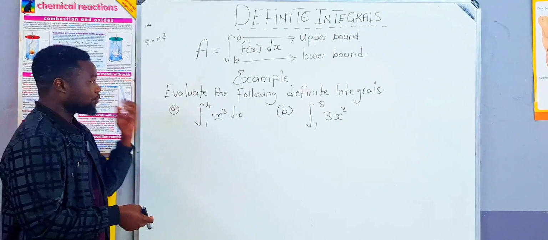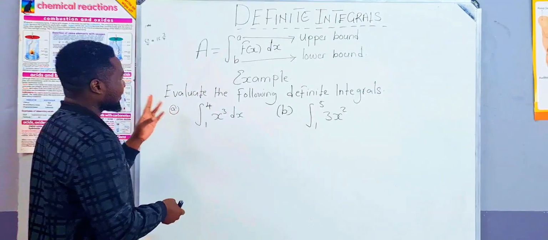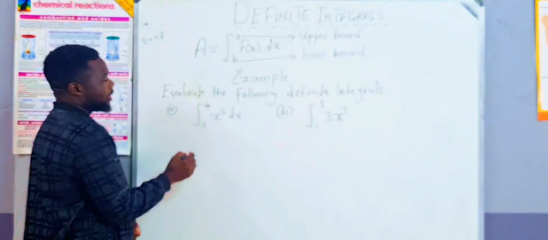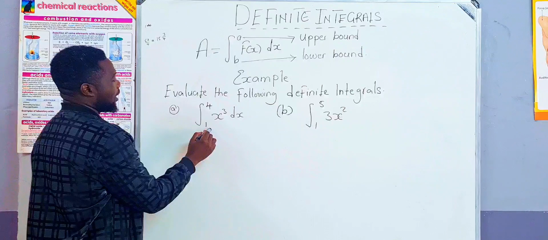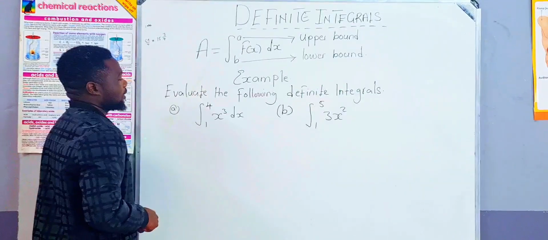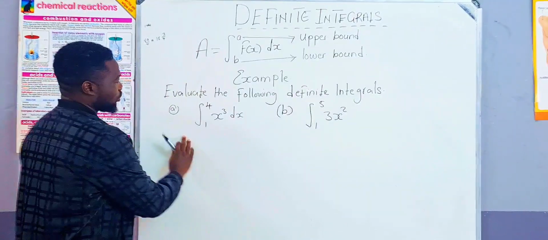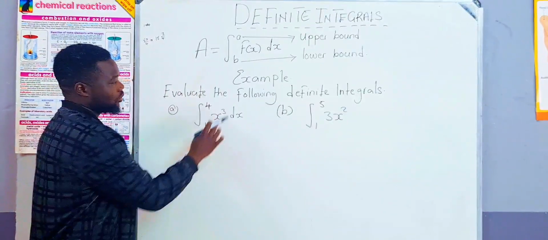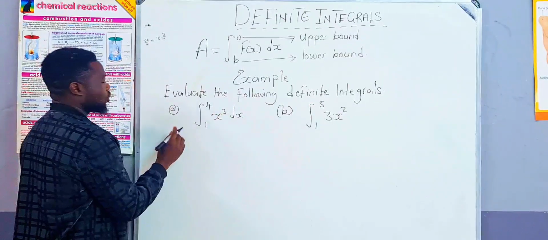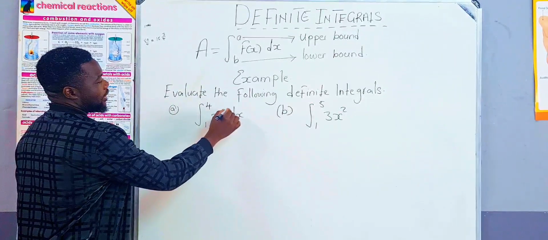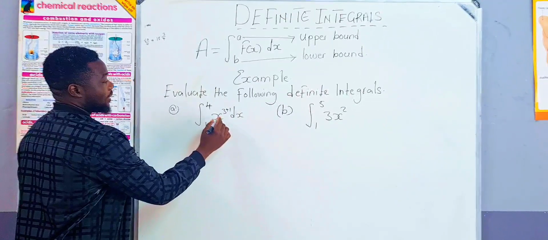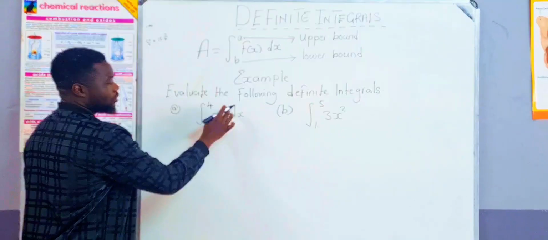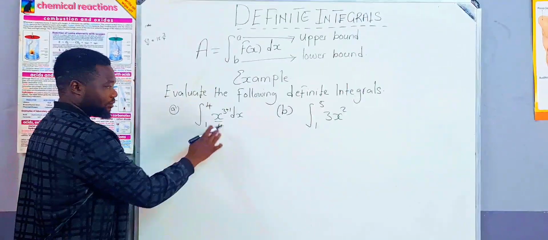Let's go into the questions so that it can make more sense. We have two examples here that I want to explain. They are saying evaluate the following definite integrals. This is the upper bound, and this is the lower bound. How can you sort this out? The first thing to start with is to integrate x cubed. You add 1 to the index, and you divide by the new index that you get.